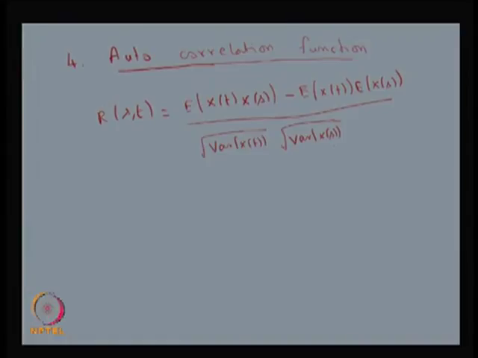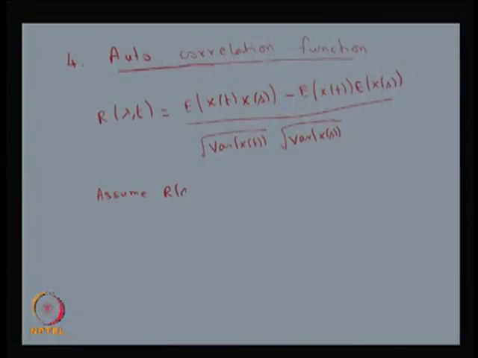So, this is going to be used with the notation R of s comma t, and this is going to be the autocorrelation function for the random variables x of t and x of s. So, it basically describes the correlation between values of the process at the different time points s and t.